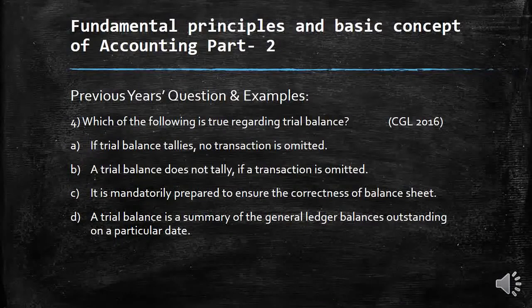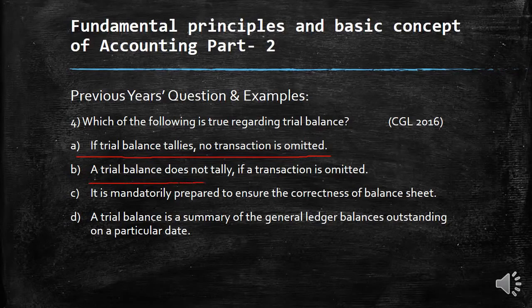Question number 4 is which of the following is true regarding trial balance? Option number 1 is if trial balance tallies, no transaction is omitted. Option number 2 is a trial balance does not tally if a transaction is omitted. Option number 3 is it is mandatorily prepared to ensure the correctness of balance sheet. Option number 4 is a trial balance is a summary of all the ledger balances outstanding on a particular date.